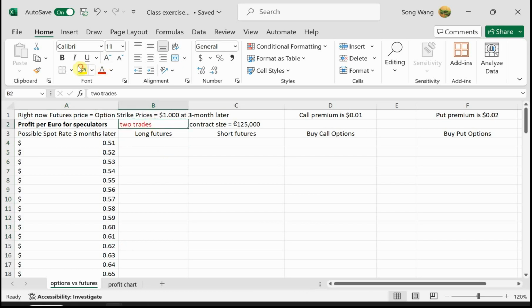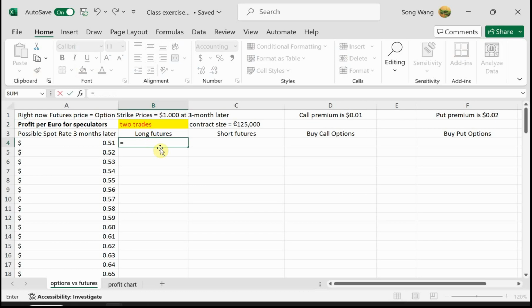So let me just mark it here. If you long futures, that means you're going to honor the price of $1 per euro 3 months later. So you will need to pay $1 for sure, and at the same time, you will need to buy 125,000 euros from the spot market at the prevailing spot rate. And then that's your loss at a per euro level, and of course it should be multiplied by the size, but to keep things simpler, I like to calculate at a per euro level or per commodity.